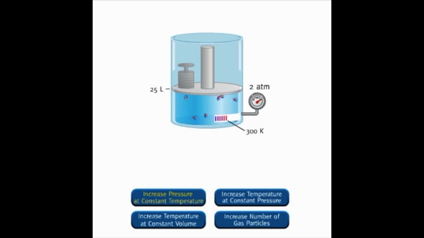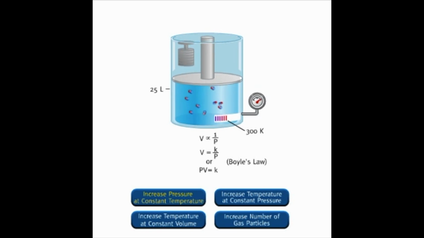You should see that the volume is inversely proportional to the pressure. V is proportional to 1 over P. Adding a proportionality constant K, we can write volume equals K divided by pressure, or pressure times volume equals K. This relation is known as Boyle's Law, which states that the volume of a fixed amount of gas is inversely proportional to the gas pressure at constant temperature.